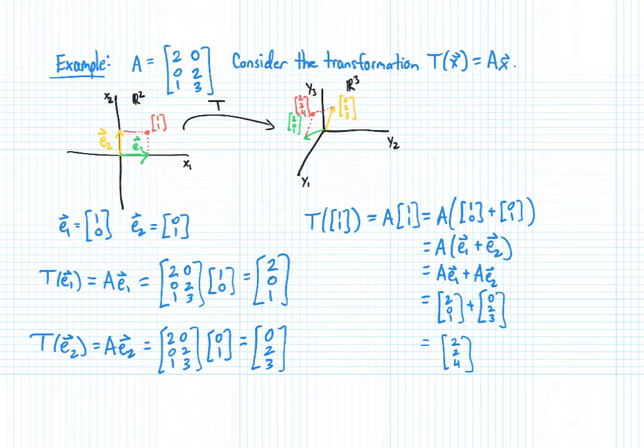And going even further, we can do this for every vector in R2 because every vector in R2 is a linear combination of e1 and e2. So we'll talk more about the geometry of these transformations in the next section. But for now, I want to pin down some algebraic characterizations that are really important.